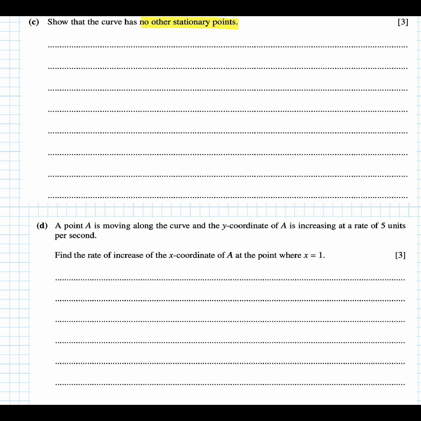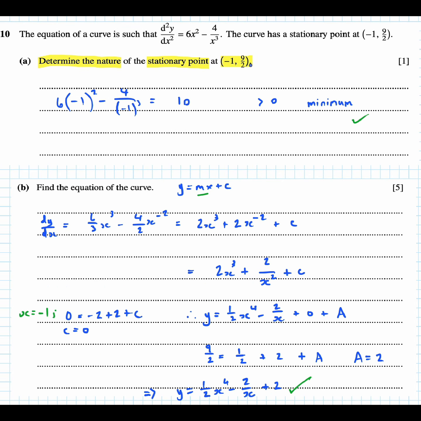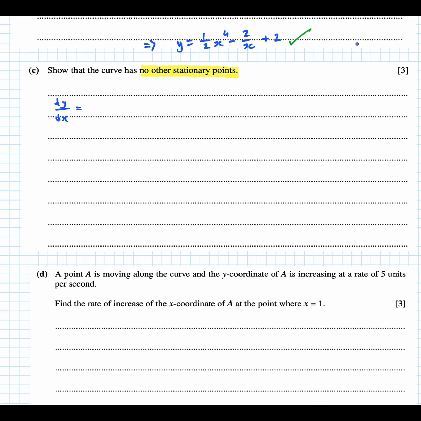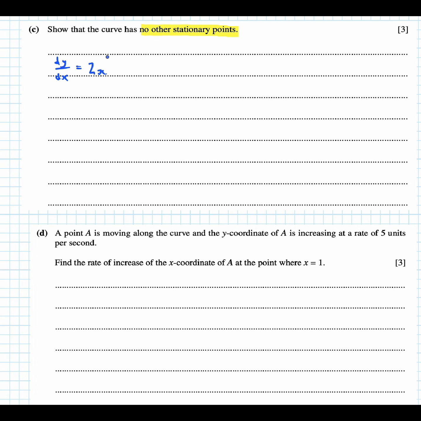So show that there are no other stationary points. So we're going to look at our derivative. We were given a stationary point already, so x was minus 1. So let's focus on that. So dy over dx we have already is equal to 2x cubed plus 2 over x squared. So again, make it equal to 0. So that's where a stationary point is. Multiplied out the x squared from the denominator to get x to the power of 5 on that term. So 2x to the power of 5 plus 2. And of course the x squared cancels itself out, times 0. So x to the power of 5 is equal to minus 1, so it's minus 1.